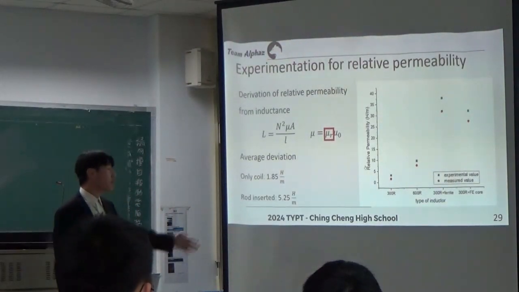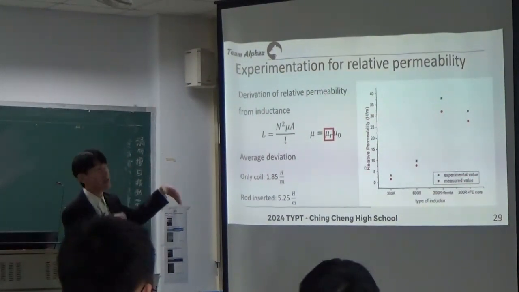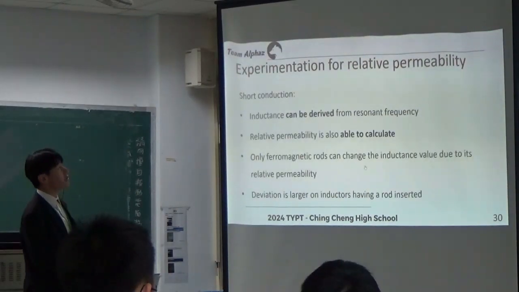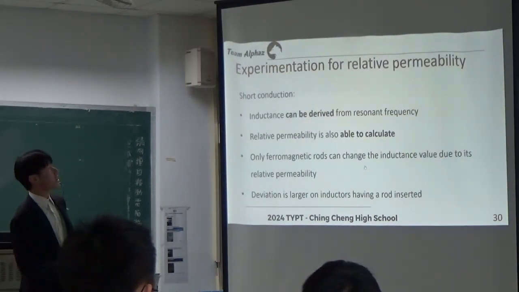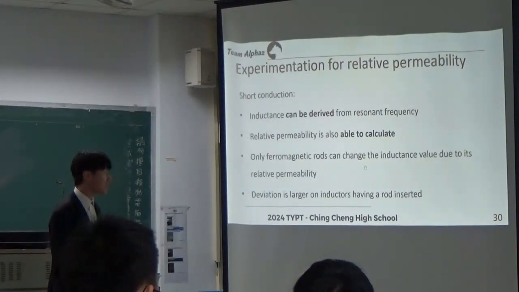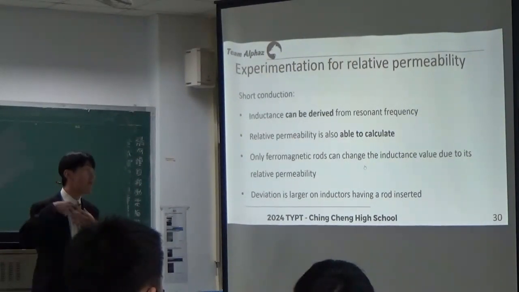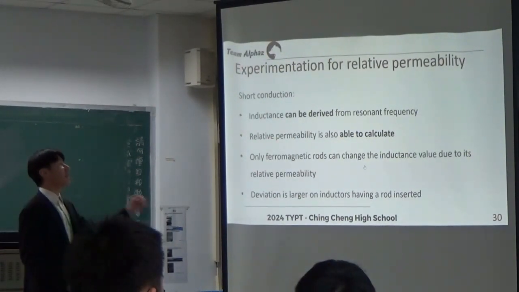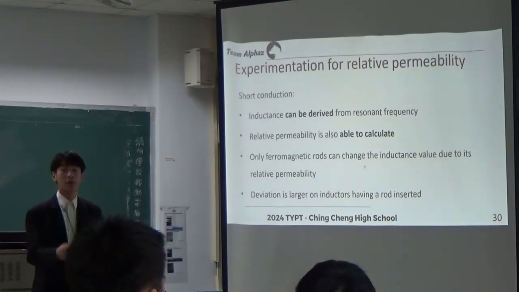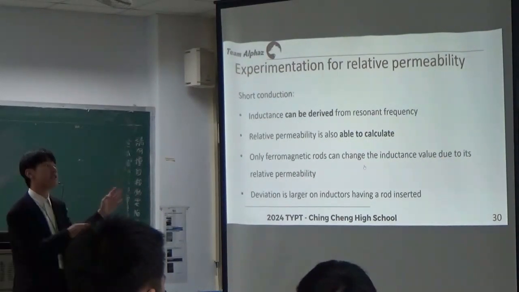And the average deviation is smaller when there is only the coil from the inductor. And for our short conclusion from the experiments, the inductance can be derived from the resonant frequency, and the relative permeability can also be calculated. Only ferromagnetic rods can change the inductance due to their relative permeability. And the deviation is larger on inductors having a rod inserted.